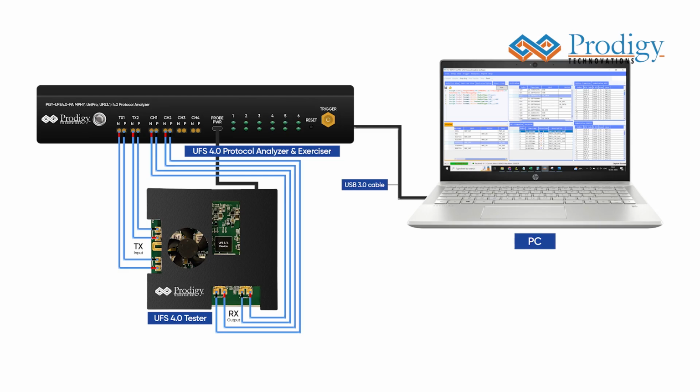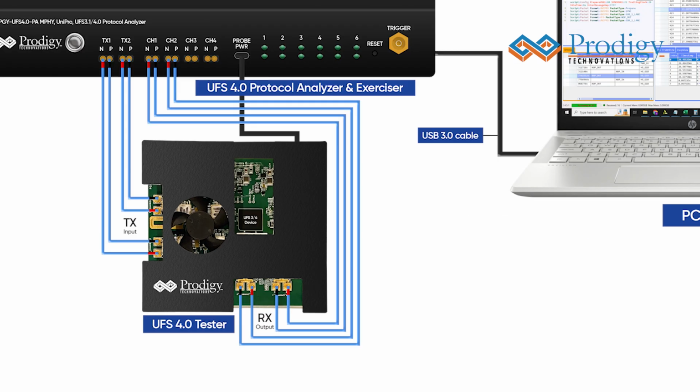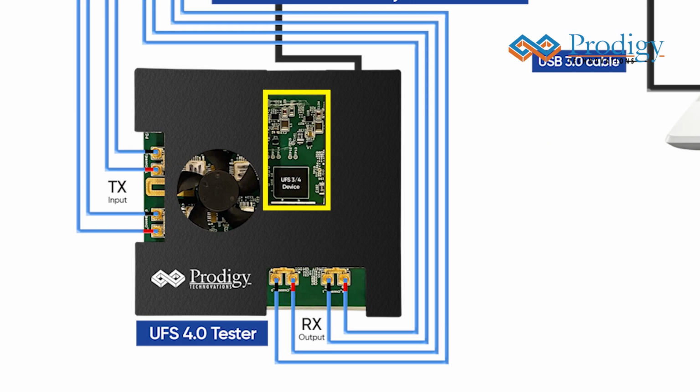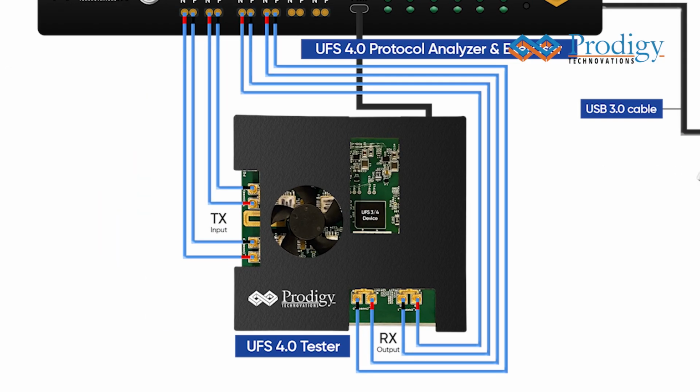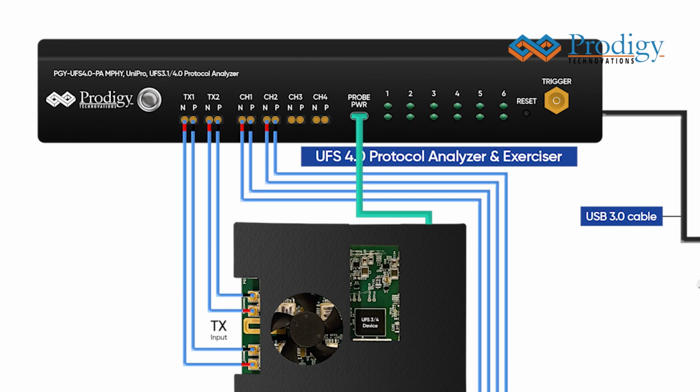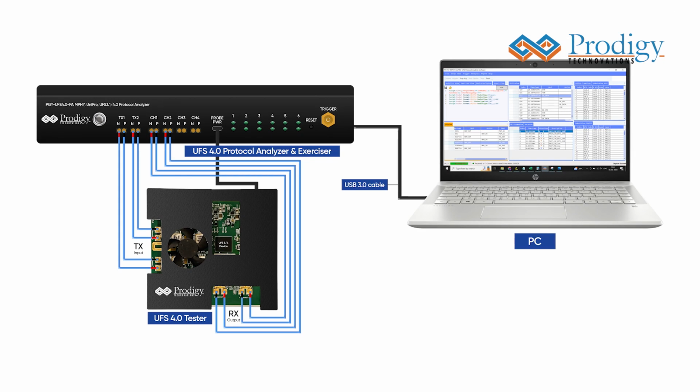The Prodigy UFS exerciser consists of 2 transmitters and 2 receivers. It also has a ripper socket where you could place your UFS device for validation. Simply connect the transmitter to the TX terminal and the receiver to the RX terminals, and then power on the exerciser board using the Type-C cable. These are the specific connections required for the exerciser board.